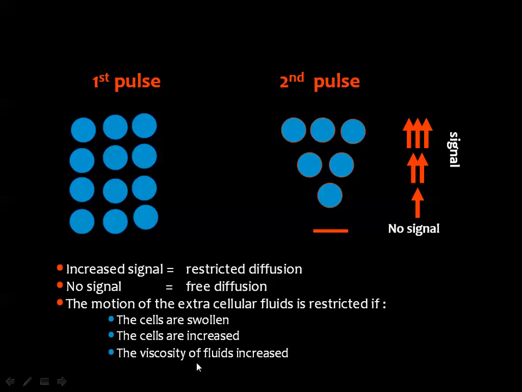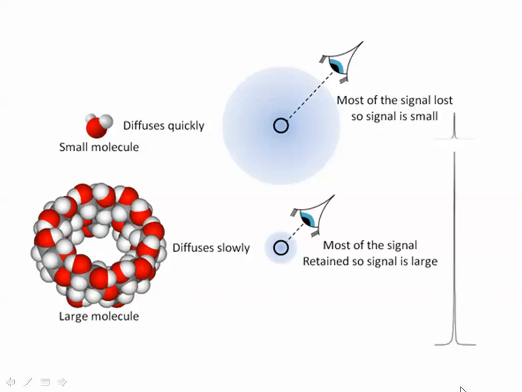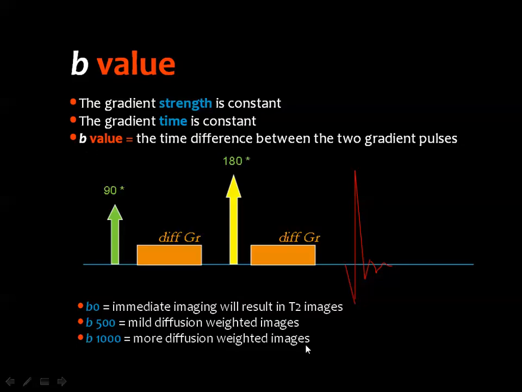Number 3, the viscosity of fluids is increased. The cells are of the same number, there is good extracellular space, but the fluids are increased in viscosity. And these are the 3 causes of diffusion restriction. Then small molecules will diffuse rapidly, and you get no signal, meaning diffusion free. Large molecules will diffuse very slowly, and you get an increase in signal, which means there is diffusion restriction.